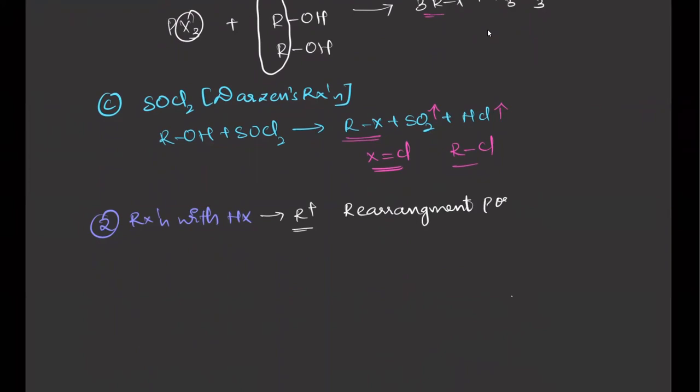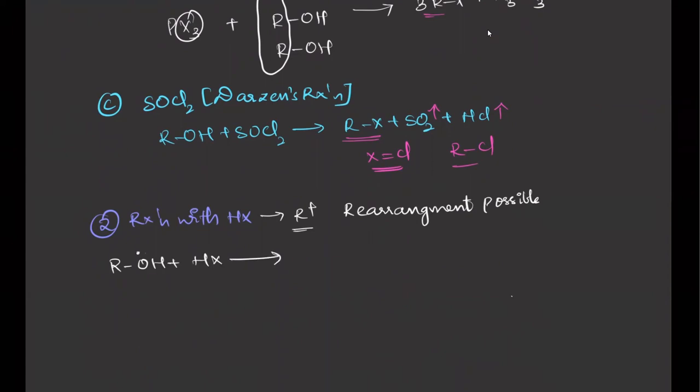It is possible, but that doesn't mean that in every case we must rearrange. If there is a possibility, we must surely rearrange to get the correct product. Let's take an arbitrary example again: ROH plus HX.